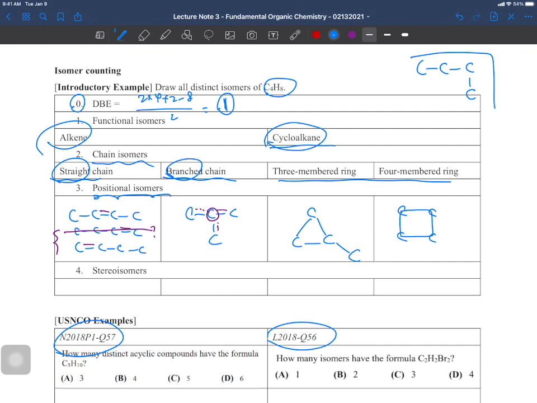And the last thing we can think about is the stereoisomer. Is there any structure we listed here, 1, 2, 3, 4, 5, having stereoisomers, including cis, trans, geometric, or optical?